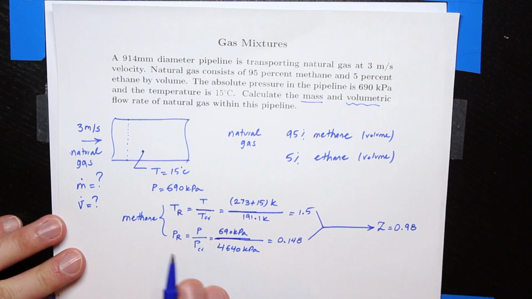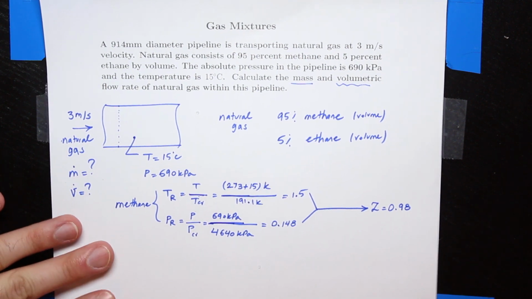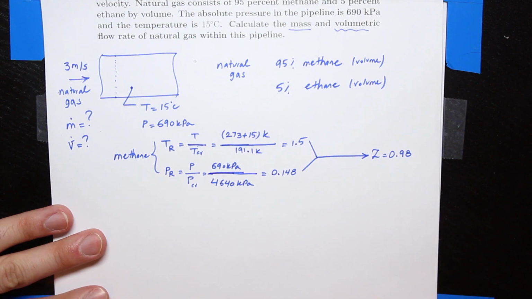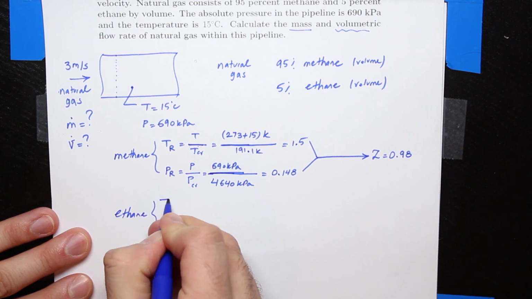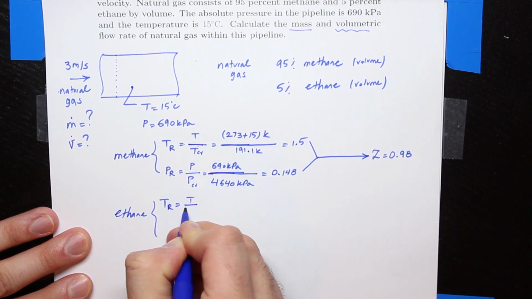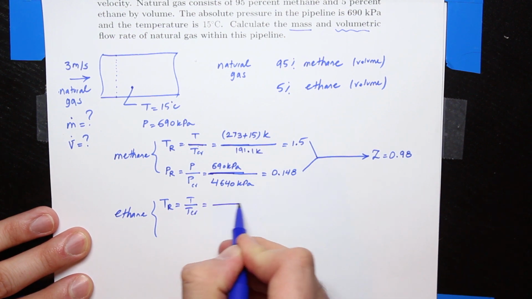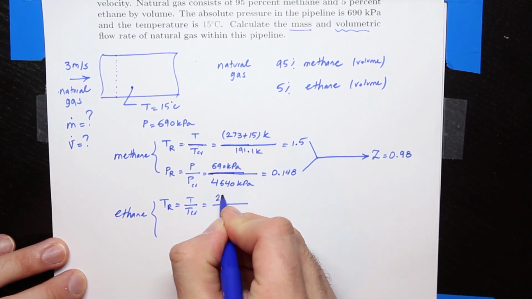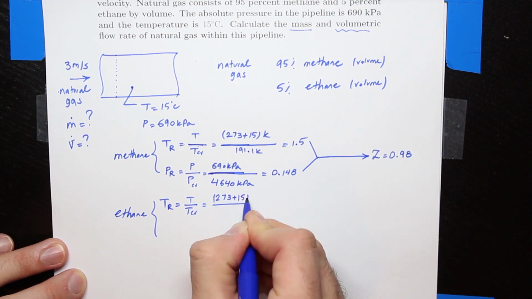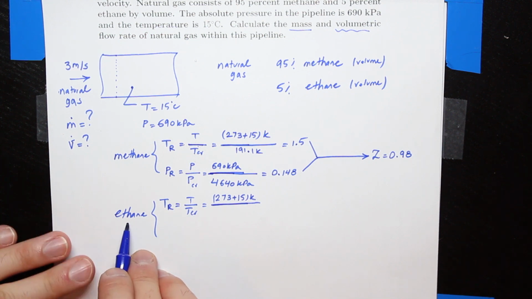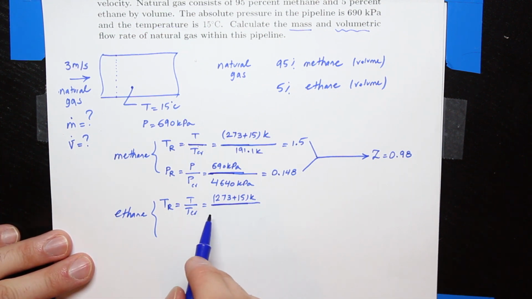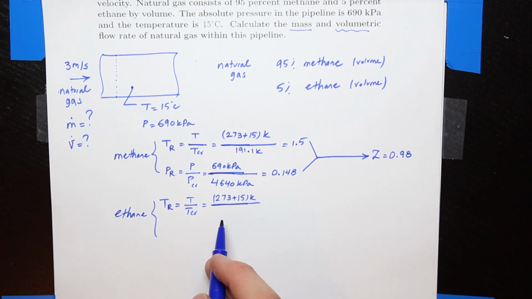I'm doing exactly the same thing for the other gas. Let's obtain the Z value for the other gas. The reduced temperature is temperature over the critical temperature. Once again, the temperature is the same, 273 plus 15 Kelvin. But this time, the critical temperature is different, so you want to get the critical temperature for this gas from table A1.